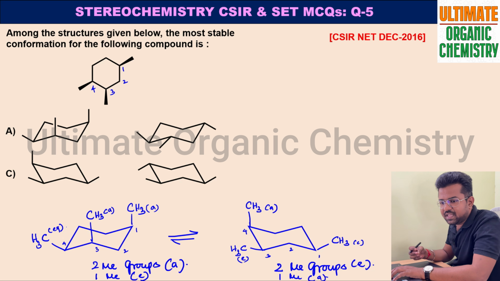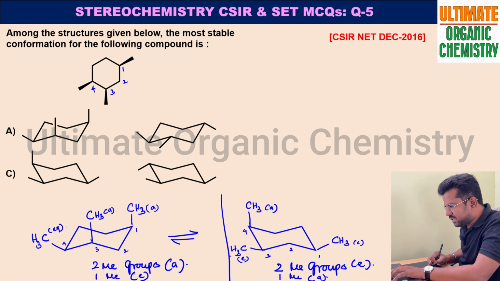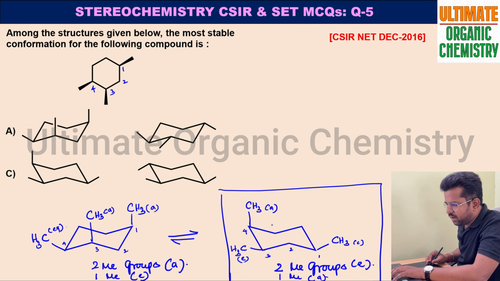So I already said that the non-polar group should be present in equatorial, then only the corresponding chair form will be more stable, and if that is the case, the more stable form is this one. So you need to check with this structure the corresponding options. So that means the right answer is option C.